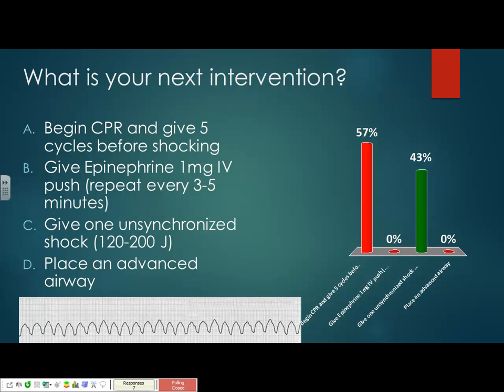Give one unsynchronized shock. Why are we saying that over CPR right now? Because we already had the pads on, right? We already had the pads on because of the synchronized cardioversion. And remember your chain of survival. Yes, early CPR is very important, but early defibrillation is very important too. And your mainline treatment for a V-fib, pulseless VTAC, is going to be what? Unsynchronized cardioversion, or defibrillation, right? Does that make sense? For those of you that answered the other way, does that make sense?